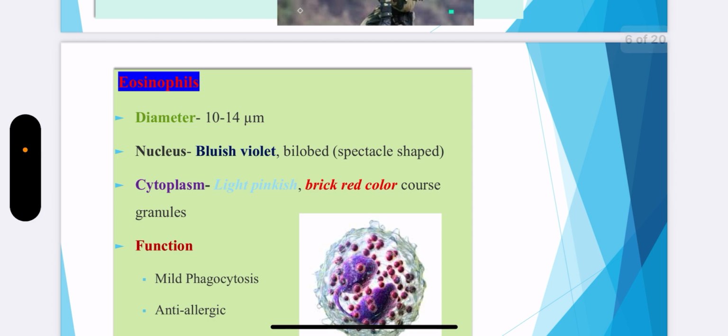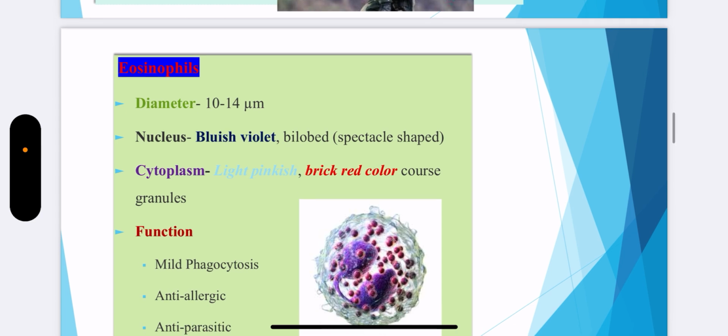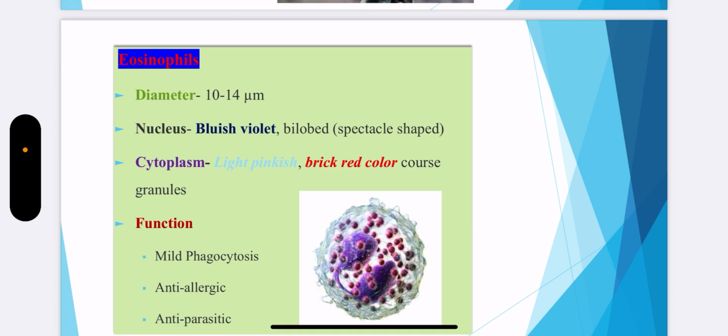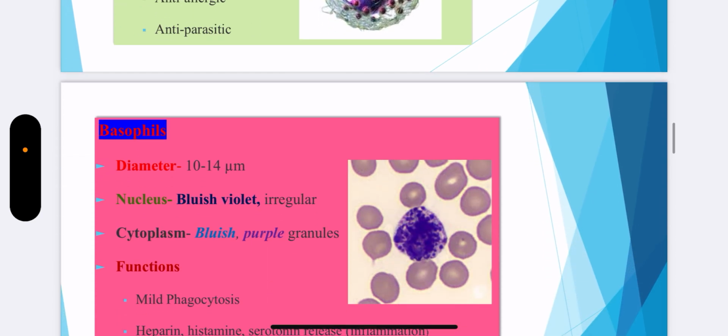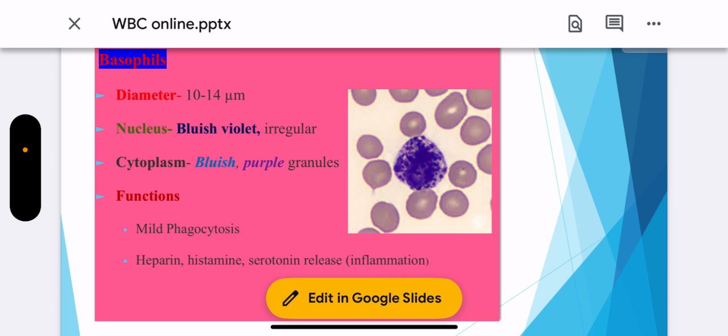Then about eosinophils, the diameter is the same, around 10 to 14 microns. The nucleus is bluish violet in color, as you can see here, having 2 lobes and a spectacle shaped nucleus. It is a very important point to note here, spectacle shaped. The cytoplasm is light pinkish in color, but it has brick red colored coarse granules not covering the nucleus. About the function, eosinophils are anti-allergic, anti-parasitic, with mild phagocytosis. That can also be their function.